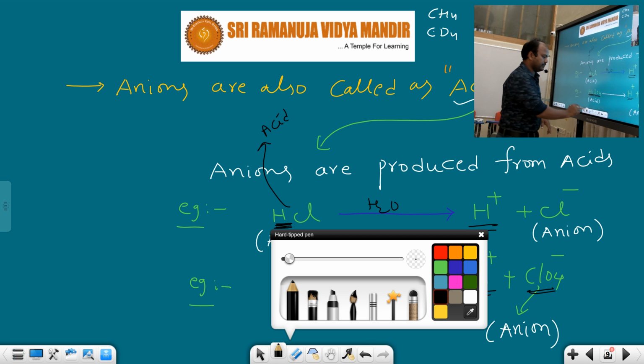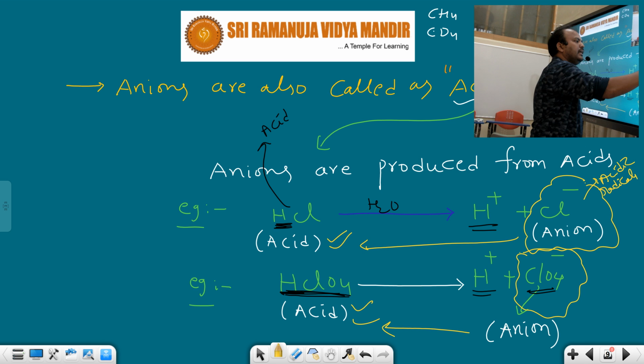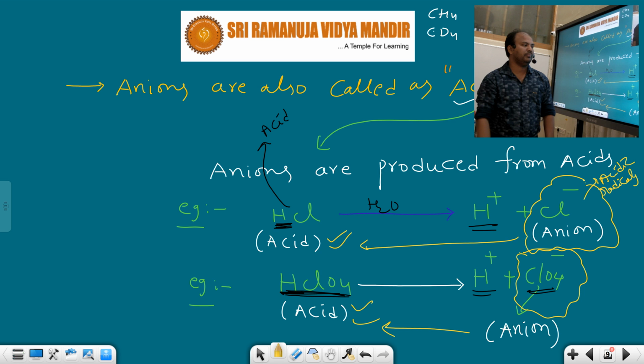So these anions are produced from where? These anions are produced from acids. That's why these anions are called acidic radicals. How can we identify the acids? Most of the compounds containing hydrogen are considered as acids, because acids, whenever dissolved in water, release H plus ions. Whenever H plus ions are released in water, that is an acid.